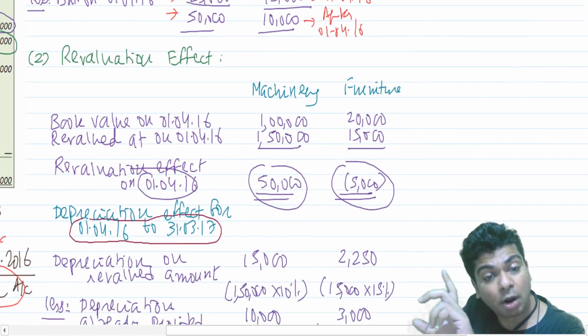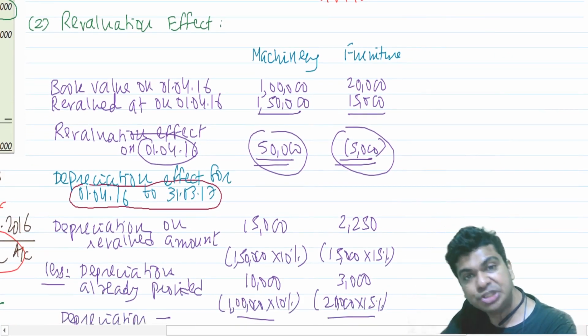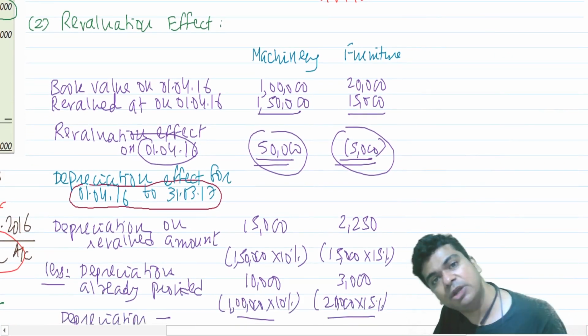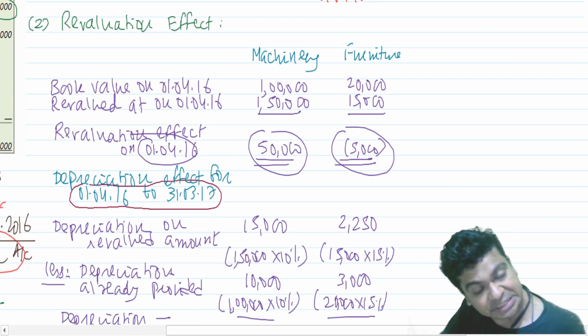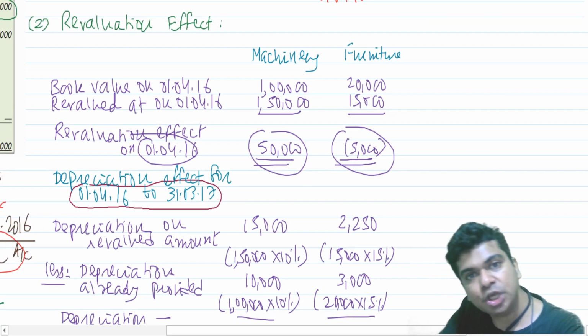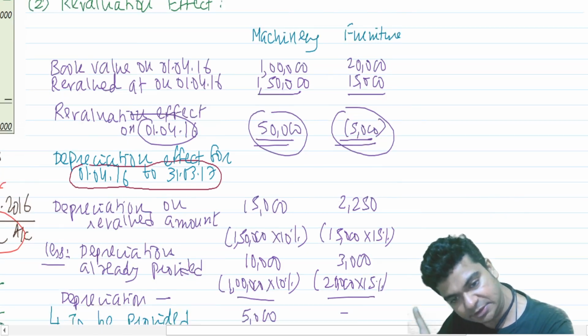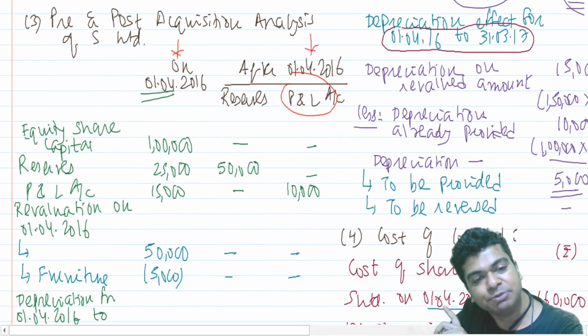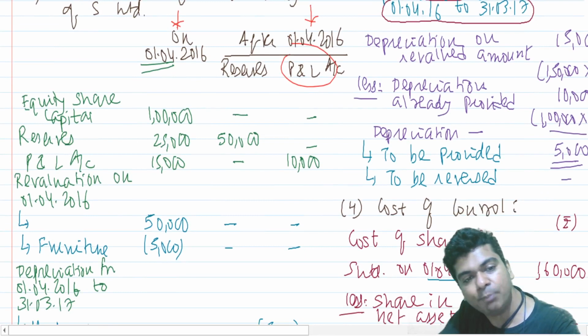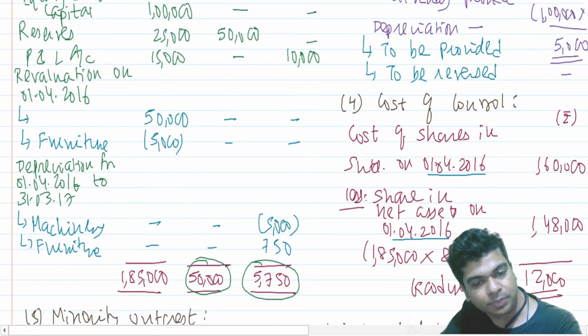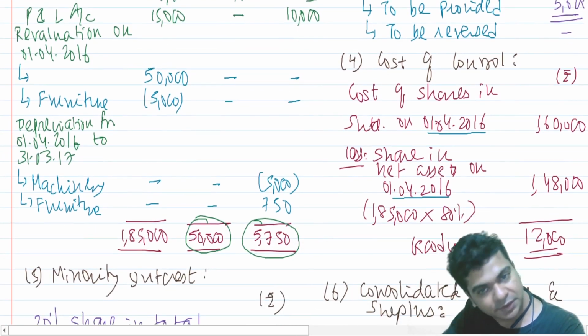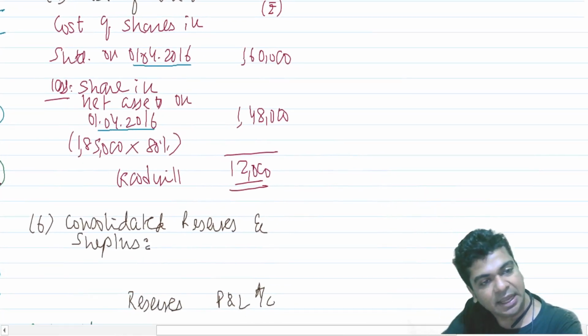Revaluation effect is properly given over here for machinery and furniture. Revaluation is happening on 1st April 2016, so pre-acquisition. Depreciation is after 1st April 2016, so post-acquisition. So logical it is, right? And that is how I captured the main working, the pre and post-acquisition analysis. And we work out what the same is. Then we are canceling the investment.